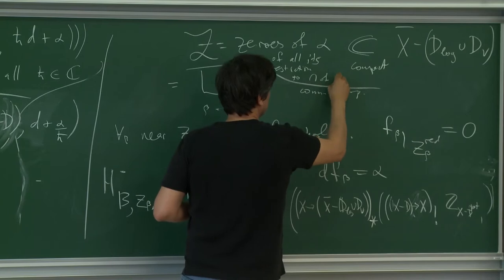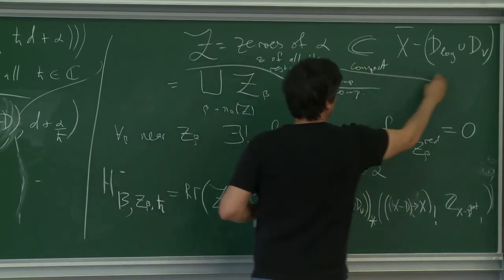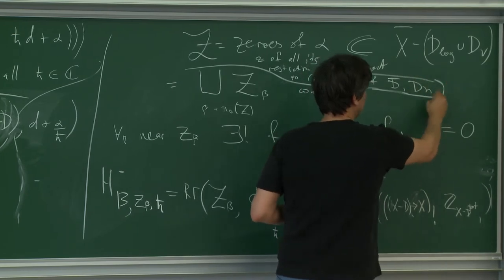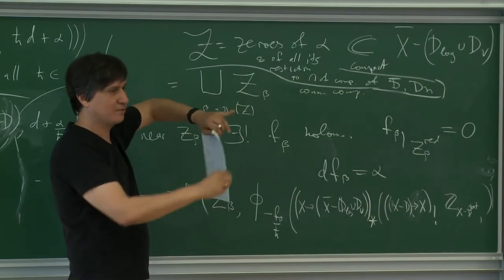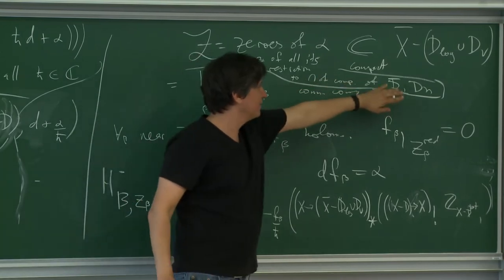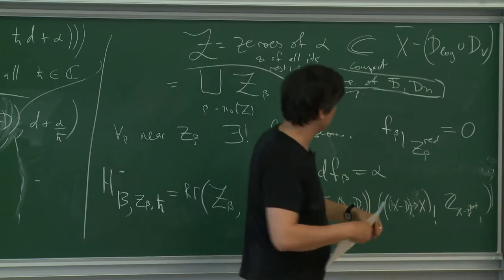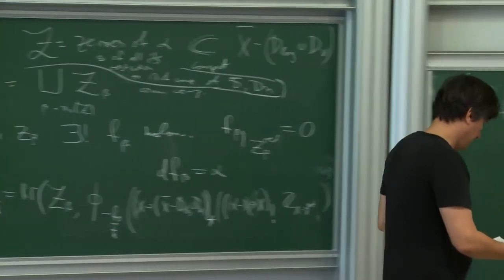Intersection of components of d bar and d horizontal. Sorry, yeah, because I have many strata and I want to see vanishing on all strata as well. Yeah, the rest is the same.